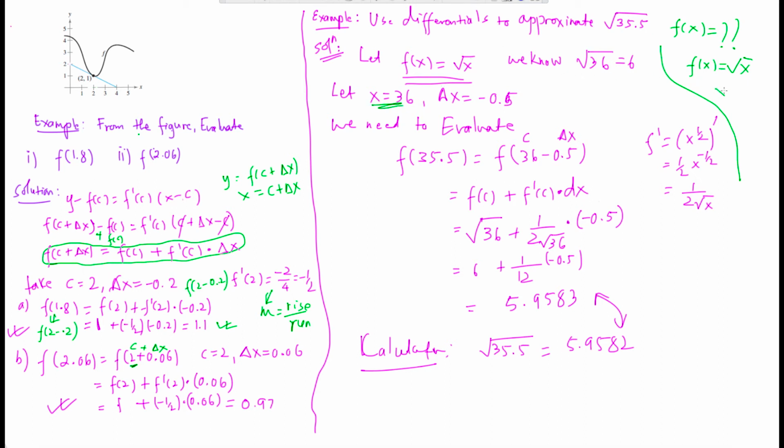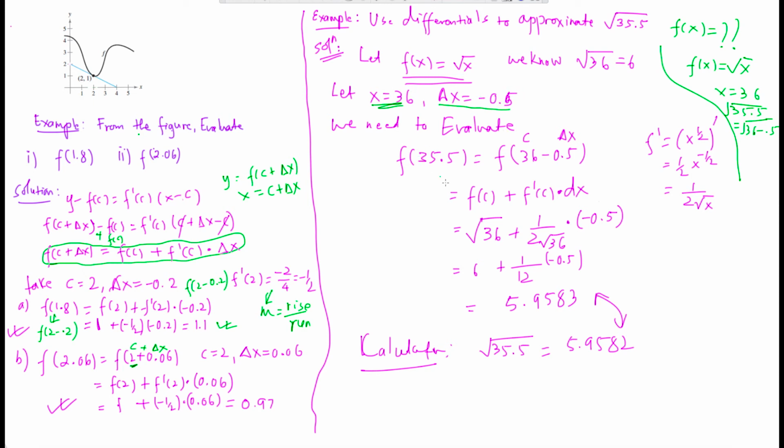So I'm going to take x equals 36, and then 35.5 can be written as 36 minus 0.5. You can do that, right? So x is 36 and delta x is negative 0.5. You can do it that way. See? x or c is basically 36, and delta x is negative 0.5.